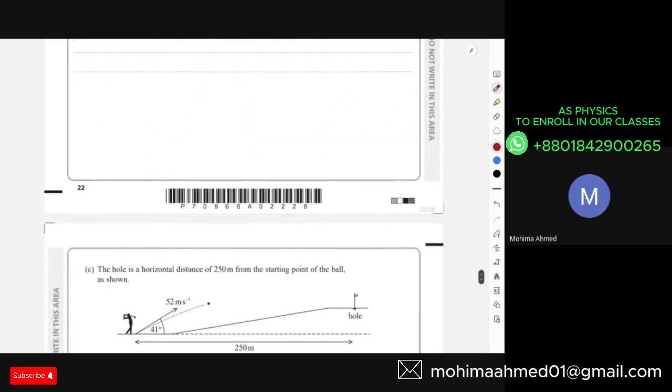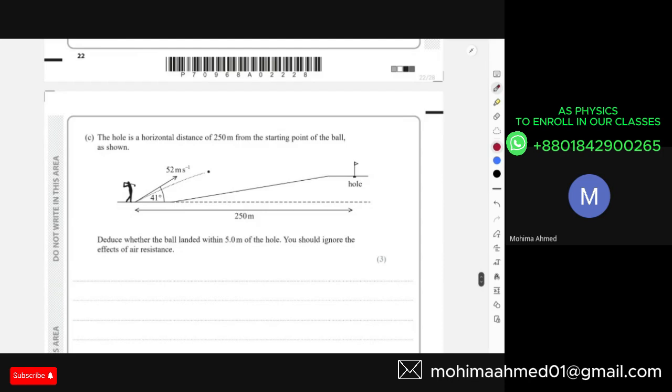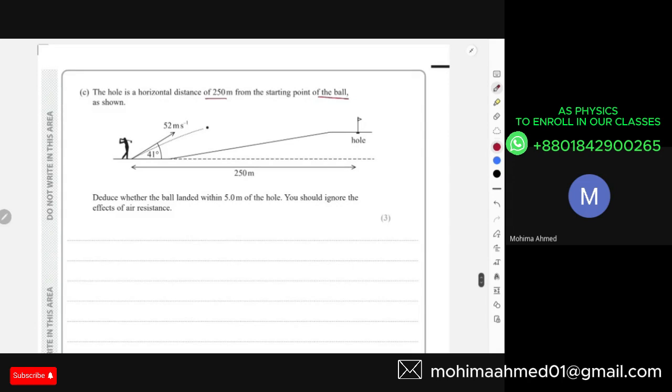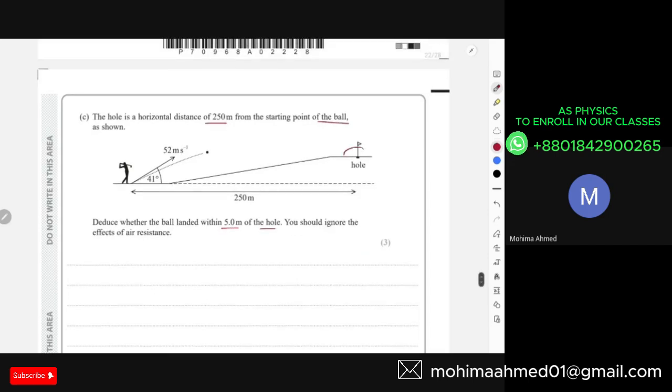Okay, then if we move on to your next part. Now I think they're talking about range or something, right? The hole is a horizontal distance 250 meters from the starting point of the ball. Deduce whether the ball landed within 5 meters of the hole, and your answer should ignore the effects of air resistance. Like I have to say that if the ball will fall within the 5-meter range over here or not. So for that, I basically have to find out the range in this case.